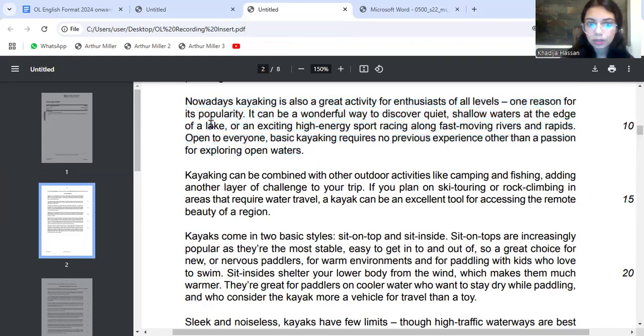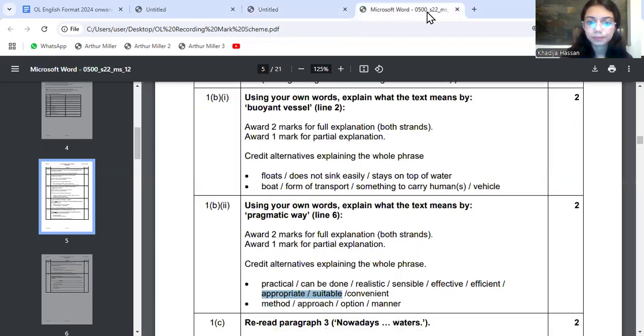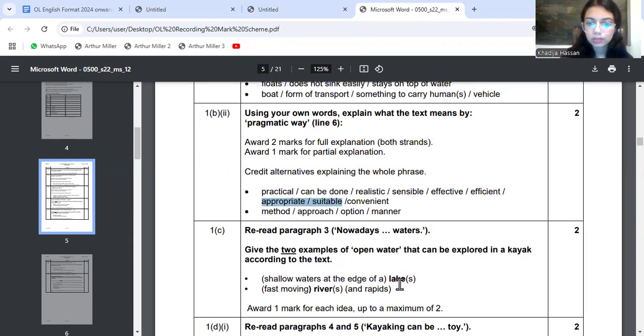So the open waters are the shallow waters of a lake, right? Or the fast-moving rivers and rapids. Those are your open waters. Let's check it from the mark scheme. Right, so shallow waters at the edge of a lake or the fast-moving rivers and rapids.